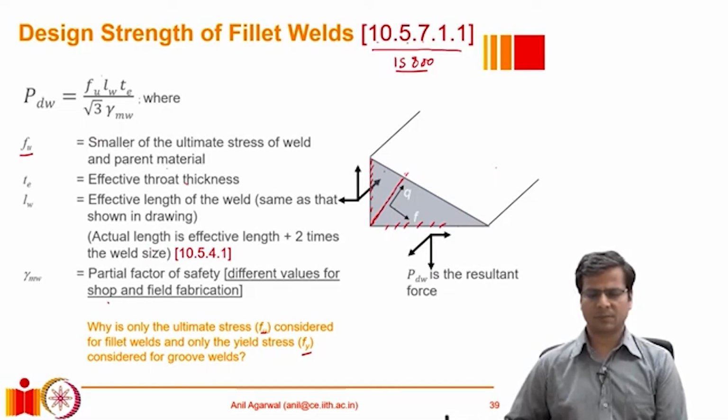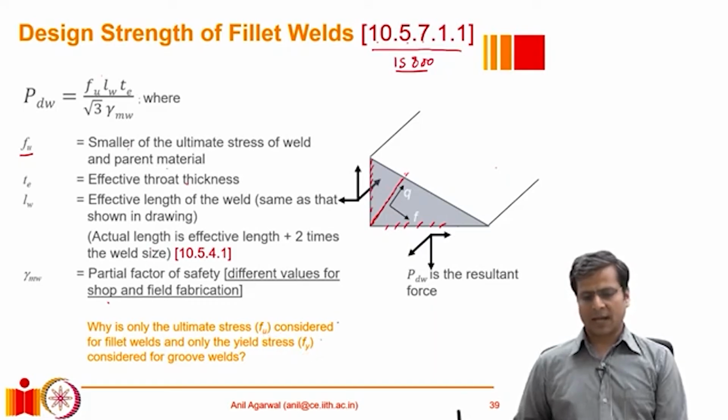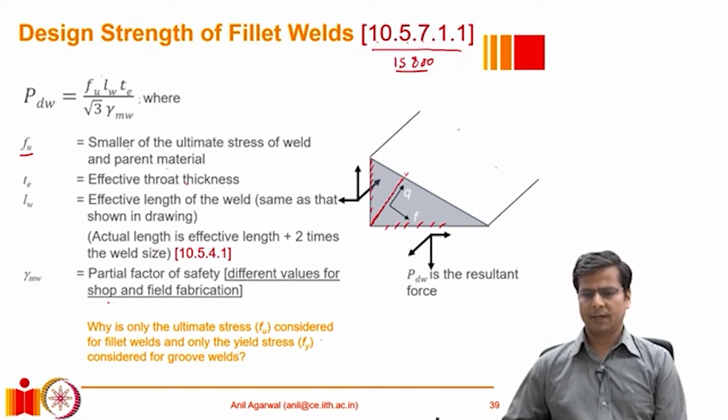So there is a base plate, or the base material, and there is the filler material. So we take the Fu, the smaller Fu of the two. All right. So the answer to this question is that whenever the failure is not guaranteed, or we don't know the exact location of the failure.